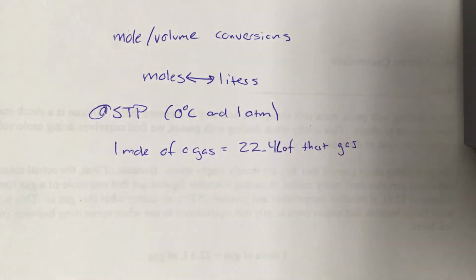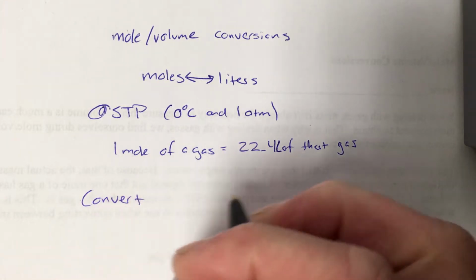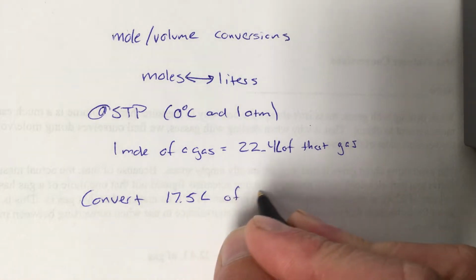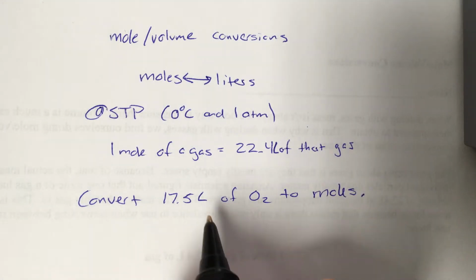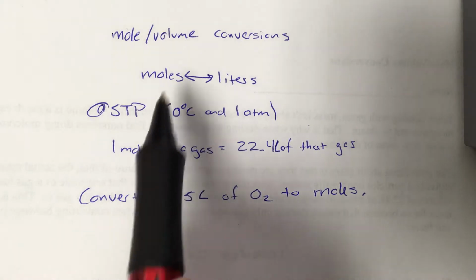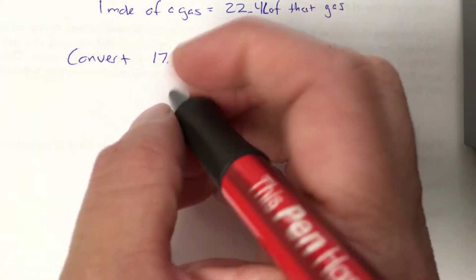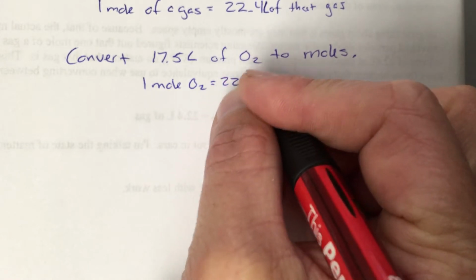If the temperature or pressure changes, then the volume is going to change along with it, and that's something we're going to learn about when we cover gas laws. You'll know you'll be doing a mole volume conversion whenever there are liters involved in the question. So if I wanted to convert 17.5 liters of oxygen to moles, because it's got liters in it, I know I'm going to be doing one of these mole volume conversions. And I know my equivalence is going to be 1 mole of oxygen equals 22.4 liters of oxygen.